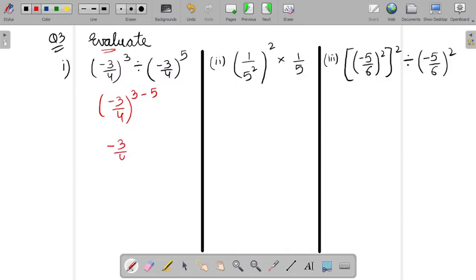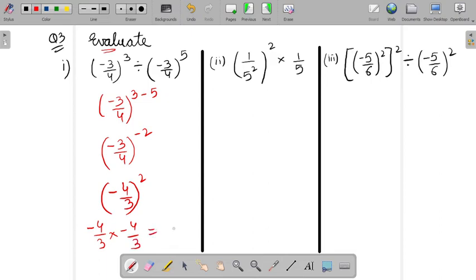So minus 3 by 4, power is minus 2. As I have told you, the power should not be negative. So to make it positive, take the reciprocal of the base. So it would become minus 4 by 3 and the power will become positive. But the question is, you have to evaluate. Means you have to find the final answer. So what would be the final answer?